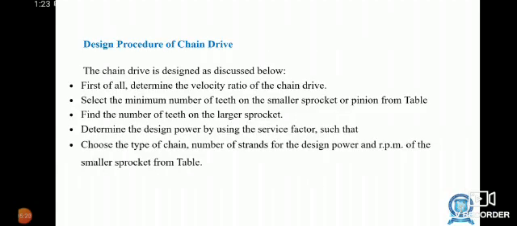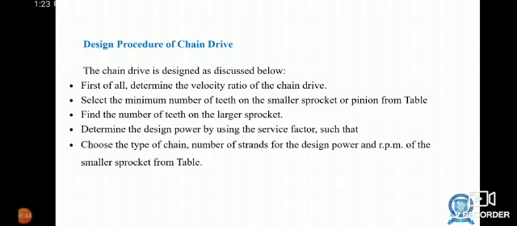Design procedure of chain drive. The chain drive is designed as discussed below. First of all, determine the velocity ratio of the chain drive. Select the minimum number of teeth on the smaller sprocket or pinion from the table. Find the number of teeth on the larger sprocket.